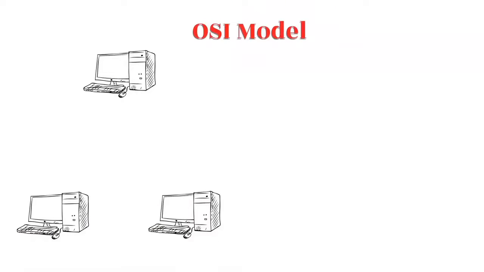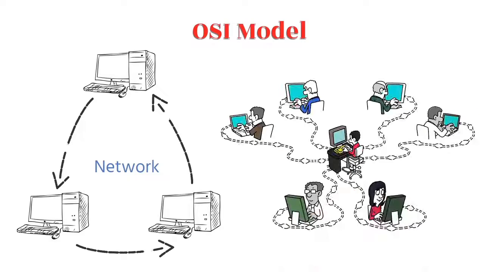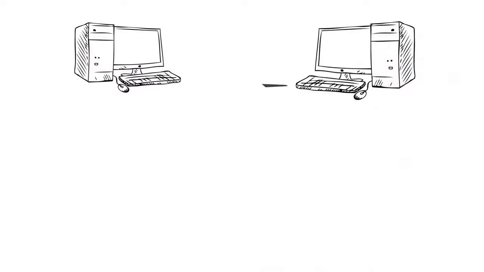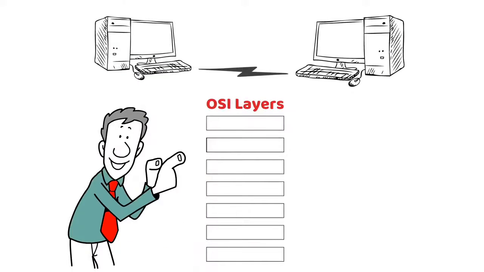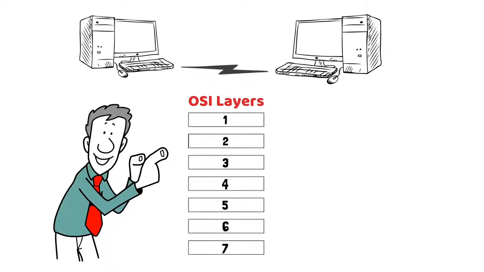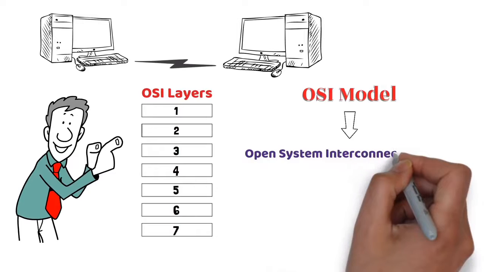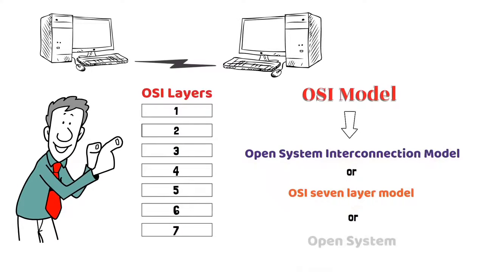The OSI model describes how data transfers over the network from one computer to the other and the way the systems send information to one another. In order to accomplish a successful communication between computers, there are 7 distinct layers which are interconnected and which work closely to make the communication happen. That is why it is called the Open System Interconnection Model or the OSI 7-layer model.